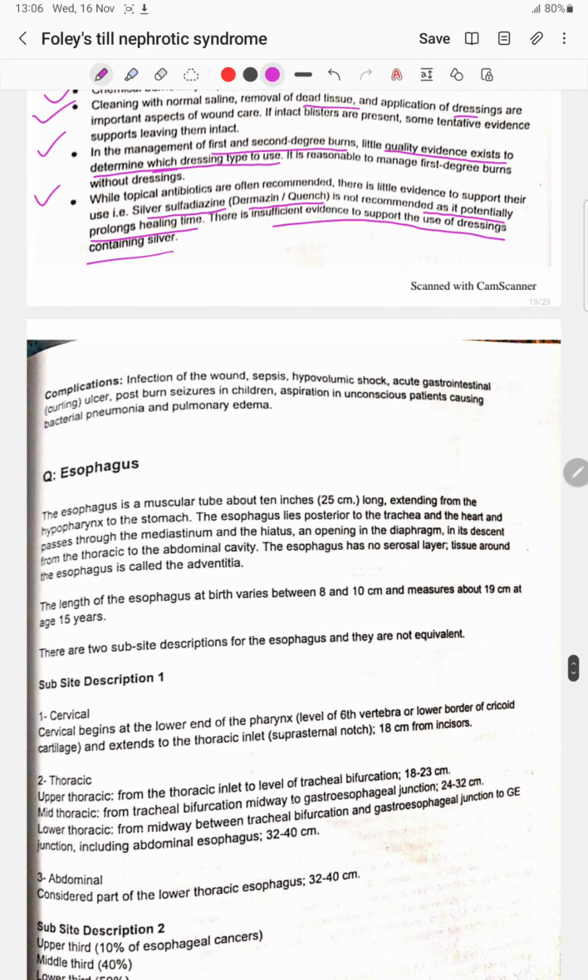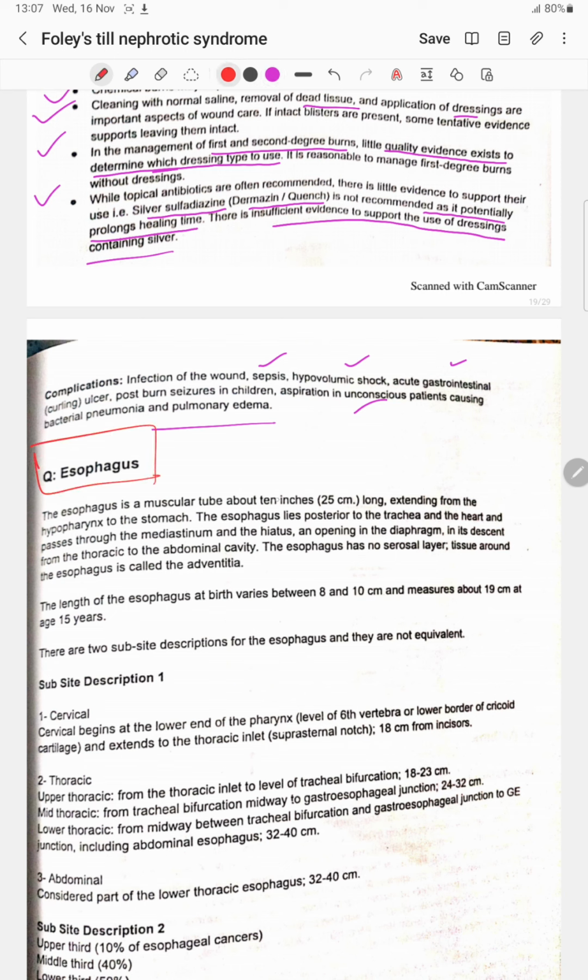The complications: wound infections, sepsis, hypovolemic shock, acute gastrointestinal Curling's ulcer, and post-burn seizures in children, and aspiration in unconscious patients causing bacterial pneumonia and pulmonary edema. Now moving to the next topic, it is the esophagus.